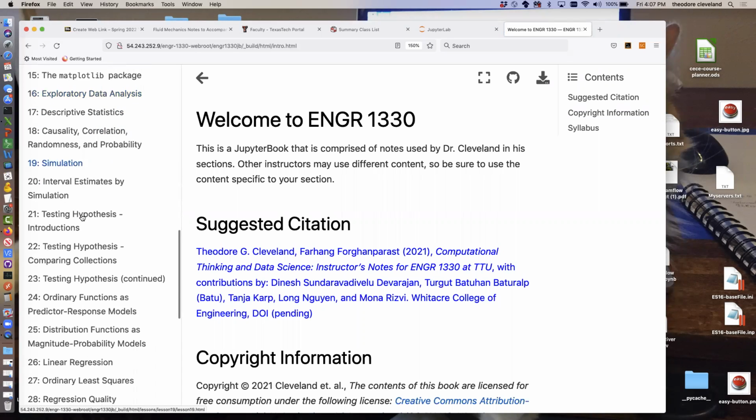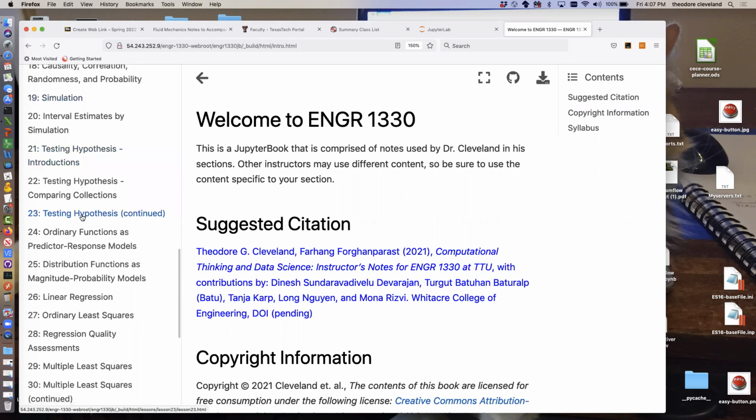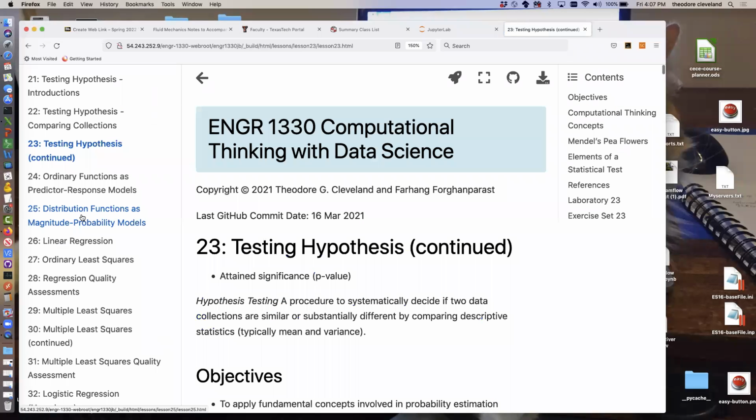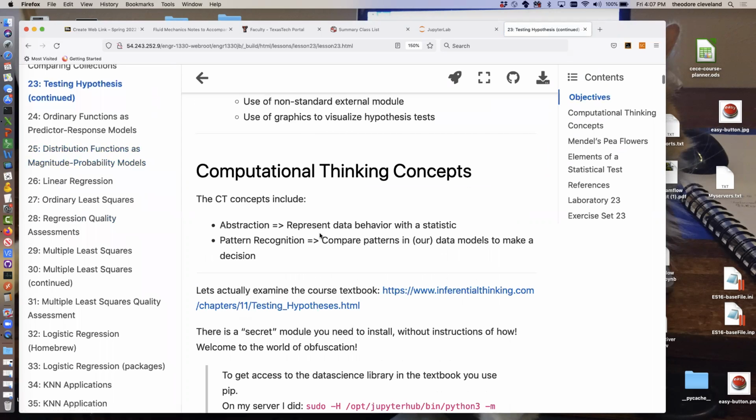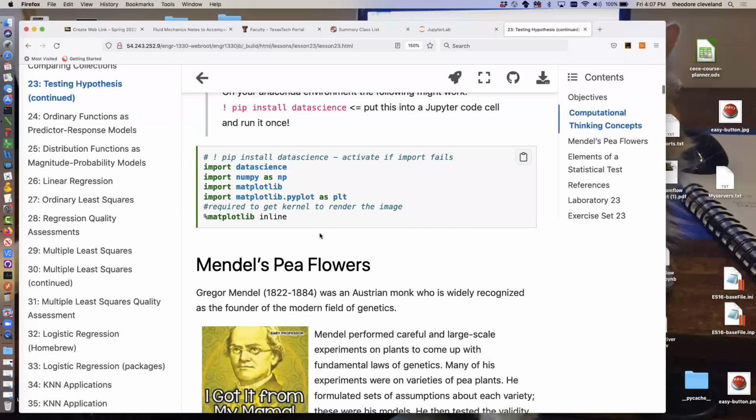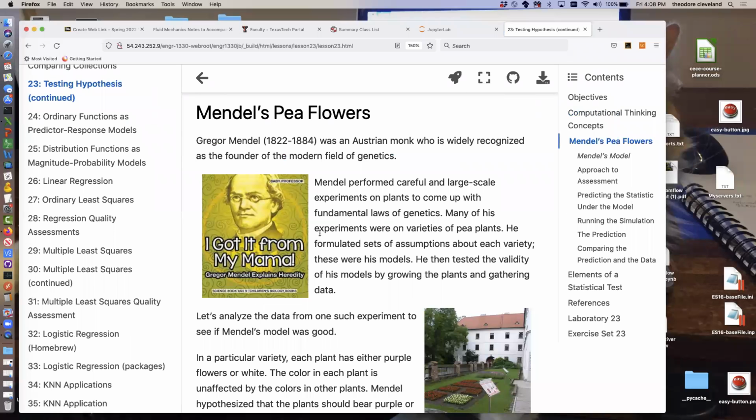And today is more testing of hypotheses. So we continue on with our world of hypothesis testing. Let's take a little trip down history's lane.